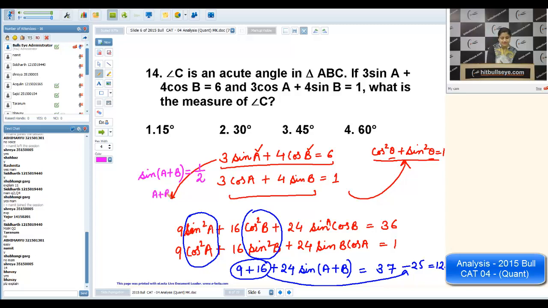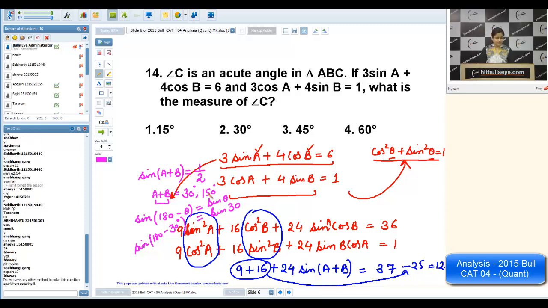Now A plus B, its sine is half, so A plus B can take the 30 degree value. But if we take A plus B as 30 degrees, the remaining angle C, as we know the sum of all the angles in a triangle is always 180 degrees, will be 150 in this case, which is not an acute angle. So we will take the other value. As we know, sine of 180 minus theta is always sine theta. So we can consider sine of 180 minus 30 degrees, that is sine 30 degrees only. So I can consider that A plus B is not 30 degrees, rather 150 degrees. So if A plus B is 150 degrees, the remaining angle C comes out to be 30 degrees, and this is the answer. Yeah, any problem in this question, Bhavya?